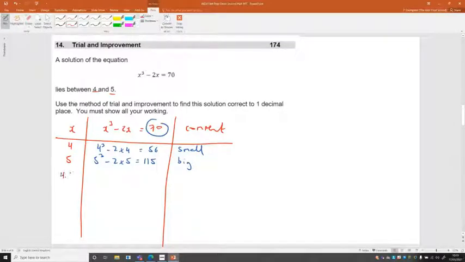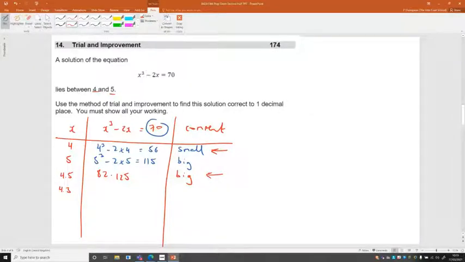Now try 4.5, okay? So I'm not going to show my workings out now for this one. I'm going to put it in the calculator. I'll do 4.5 cubed, take away 2 times 4.5, and I got 82.125. That is still too big, okay? So now I know the answer is trapped between 4 and 4.5, so I might try 4.3, okay?